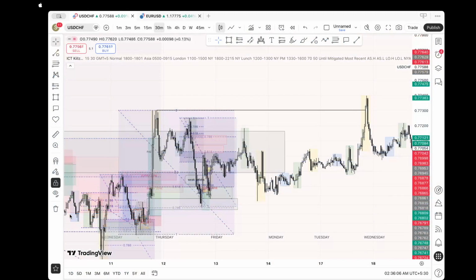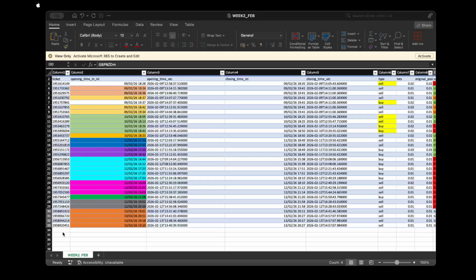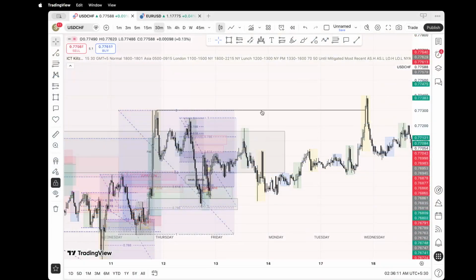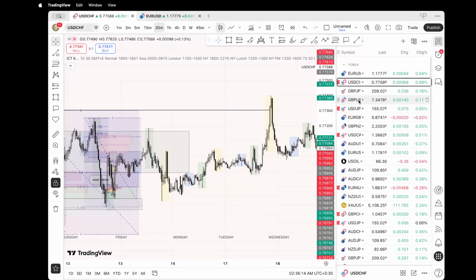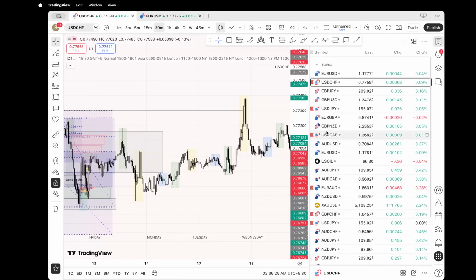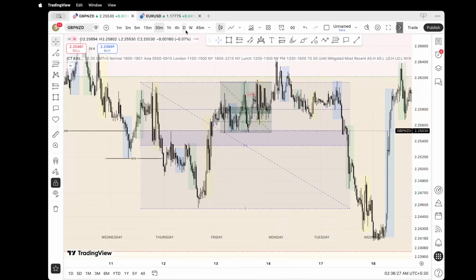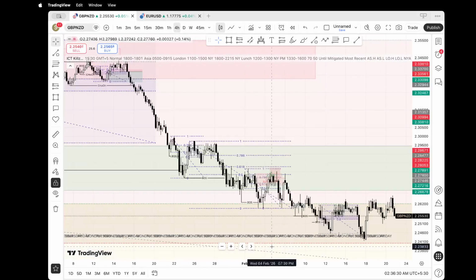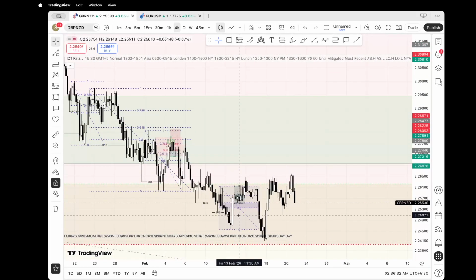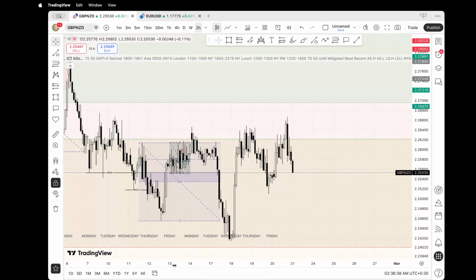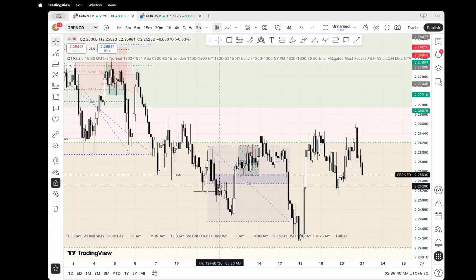So let's switch to TradingView. GBPNZD, where is it? Here we go. 13th of February is somewhere here. So we had a break of structure. Let's go to 2 hour. At 2 hour, break of structure, and we had a change of character.